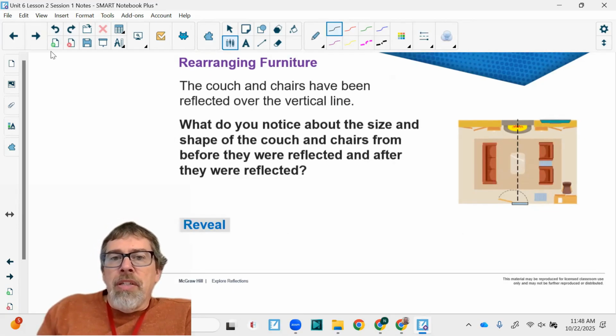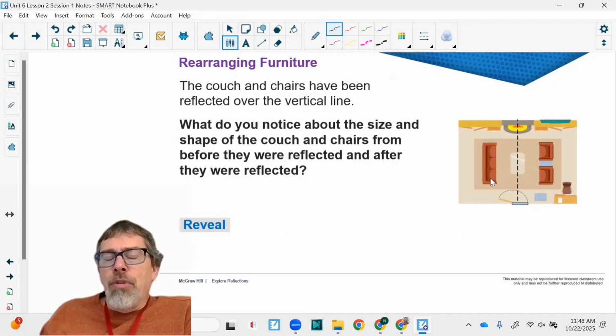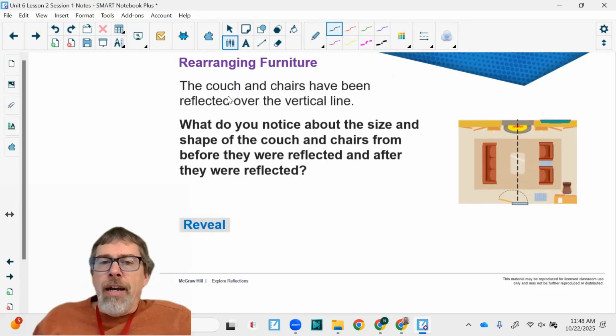What do you notice about the size and shape of the couch and chairs from before they were reflected? Well, if you slide a couch across the floor and put it in a different location, the couch is still a couch of the same dimensions. It doesn't get bigger, it doesn't get smaller, it's just in a different location.